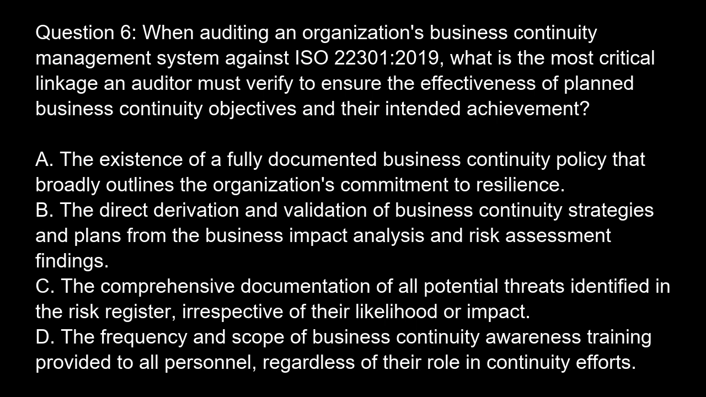Option A. The existence of a fully documented business continuity policy that broadly outlines the organization's commitment to resilience. Option B. The direct derivation and validation of business continuity strategies and plans from the business impact analysis and risk assessment findings. Option C. The comprehensive documentation of all potential threats identified in the risk register, irrespective of their likelihood or impact. Option D. The frequency and scope of business continuity awareness training provided to all personnel, regardless of their role in continuity efforts.